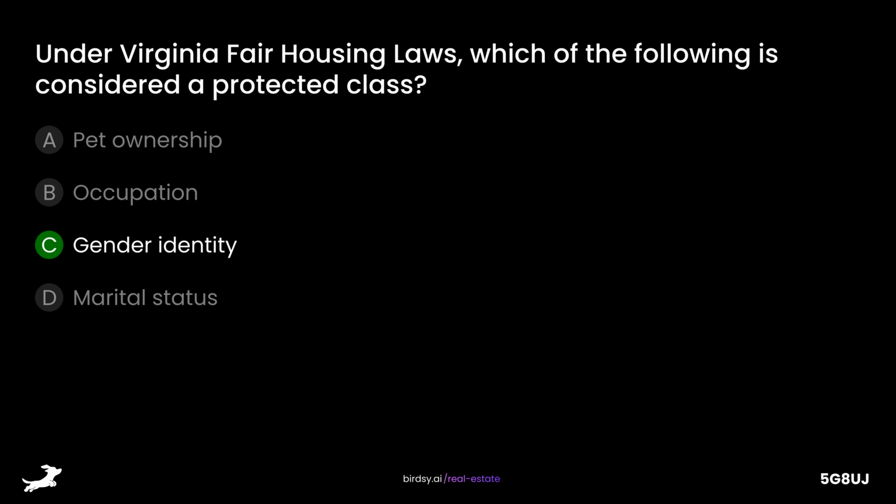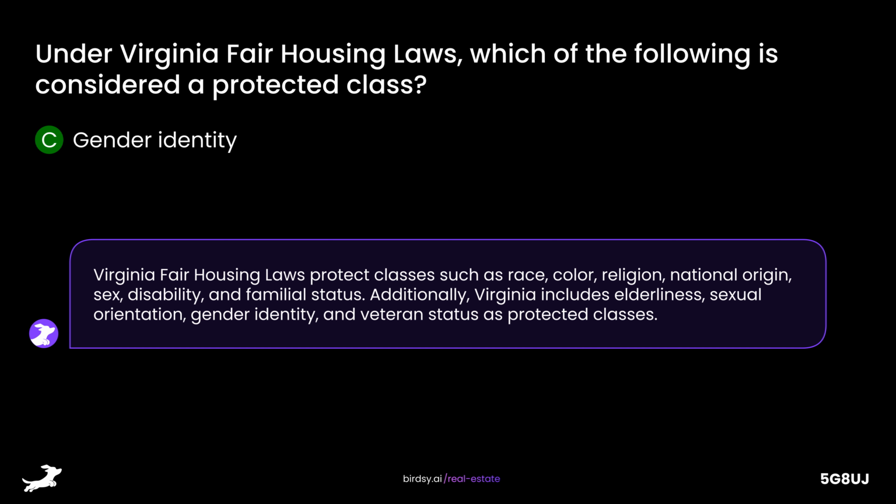The answer is C, gender identity. Virginia Fair Housing Laws protect classes such as race, color, religion, national origin, sex, disability, and familial status. Additionally, Virginia includes elderliness, sexual orientation, gender identity, and veteran status as protected classes.